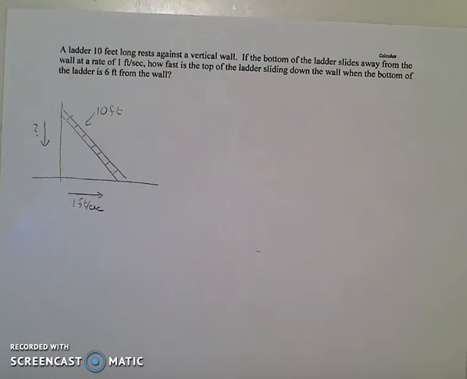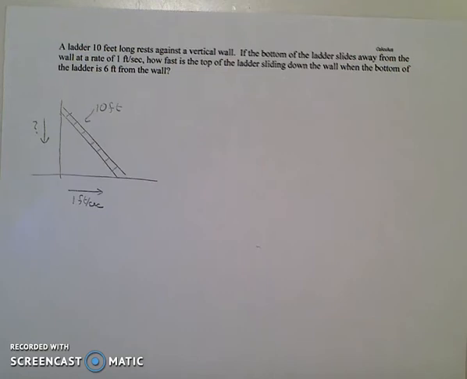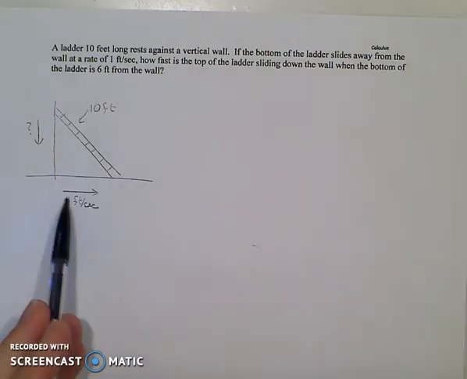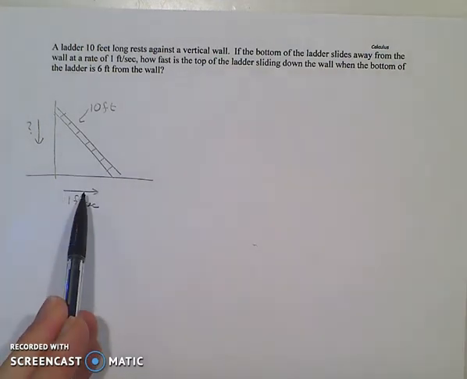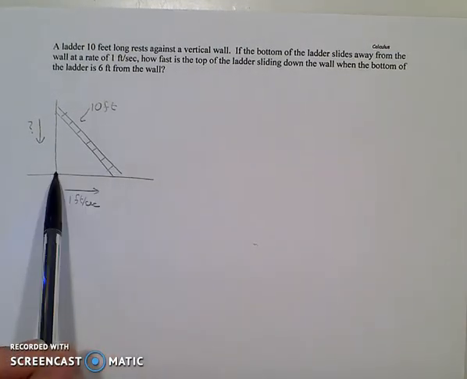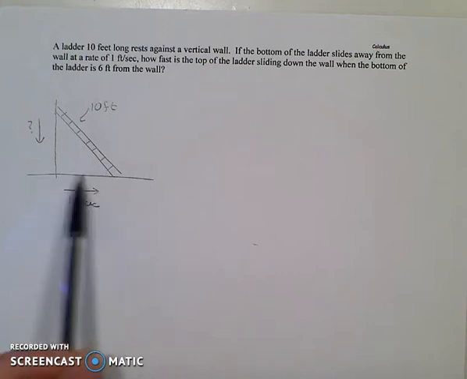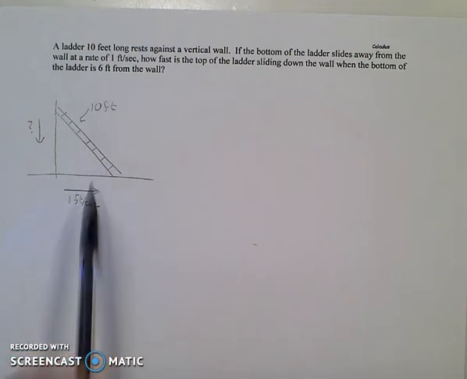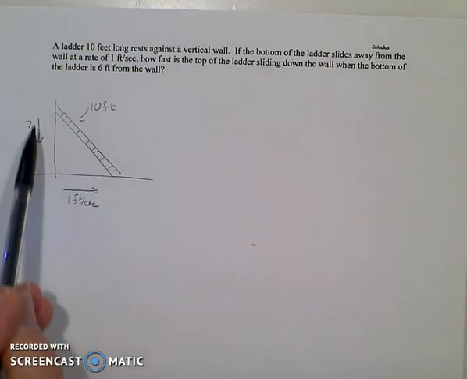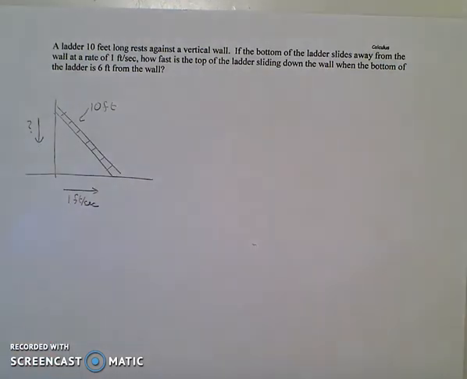So we've got a ladder. The ladder is 10 feet long. Notice the ladder's length does not change here. It is 10 feet long. It does not change. If the bottom of the ladder slides away, notice here we're sliding away, that does change. So the distance on the floor from the bottom of the wall to the ladder changes. So we can't put a number to that yet. How fast is the top of the ladder sliding down? So we want to know the rate at which it's sliding down. That's a question mark. When the bottom of the ladder is 6 feet from the wall.